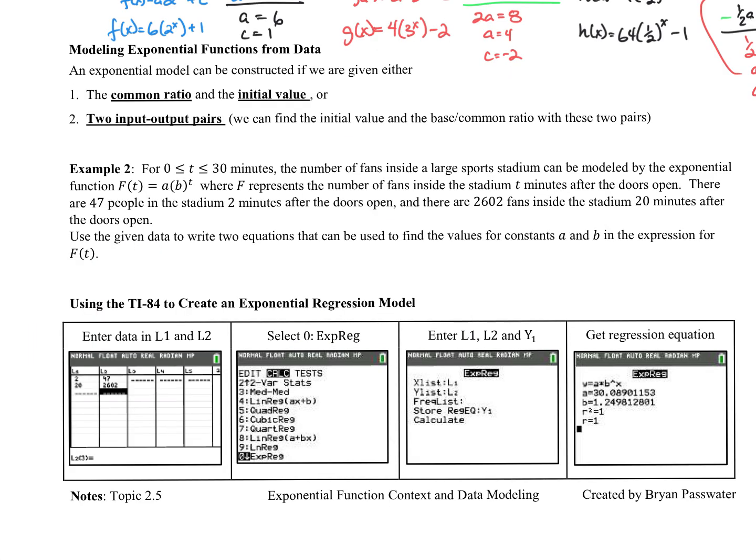Modeling exponential functions from data. An exponential model can be constructed if we are given either the common ratio and the initial value or two input-output pairs. We can find the initial value and the base common ratio of these two pairs.